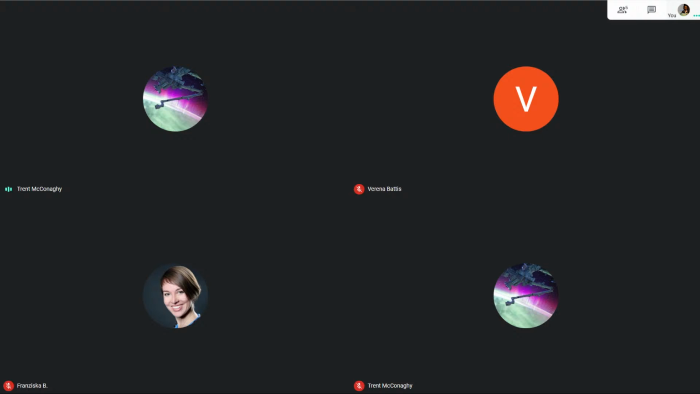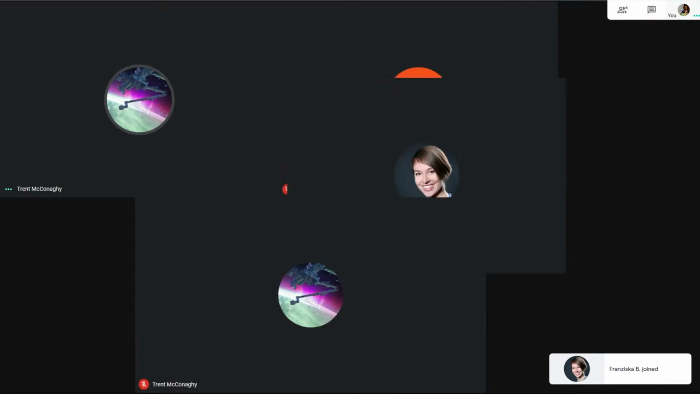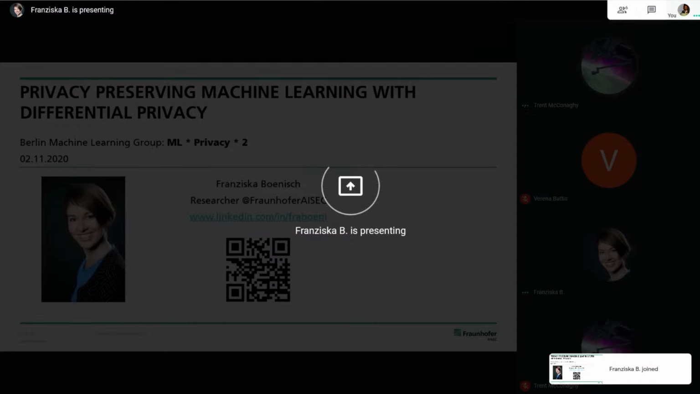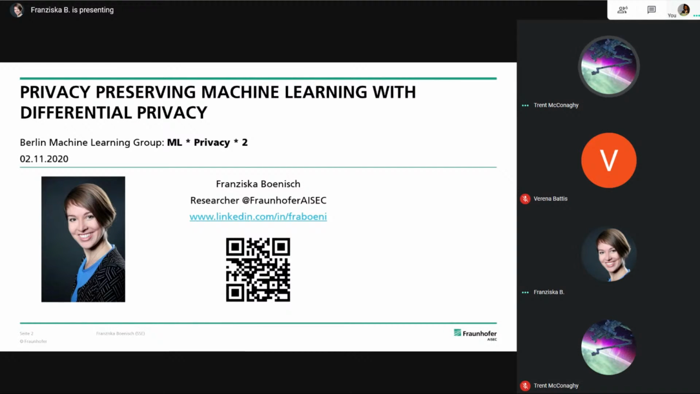The talk is titled Privacy Preserving ML, and the speaker is Franziska Bonisch. She's also with Fraunhofer Institute for Applied and Integrated Security. A bit of her bio: she has completed a master's degree in CS at Free University Berlin and TU Eindhoven. For the last year and a half, she's been working at Fraunhofer as a research associate in topics related to privacy preserving ML, data protection, and IP protection for neural networks. And she's currently doing her PhD in Berlin. Please take it away, Franziska.